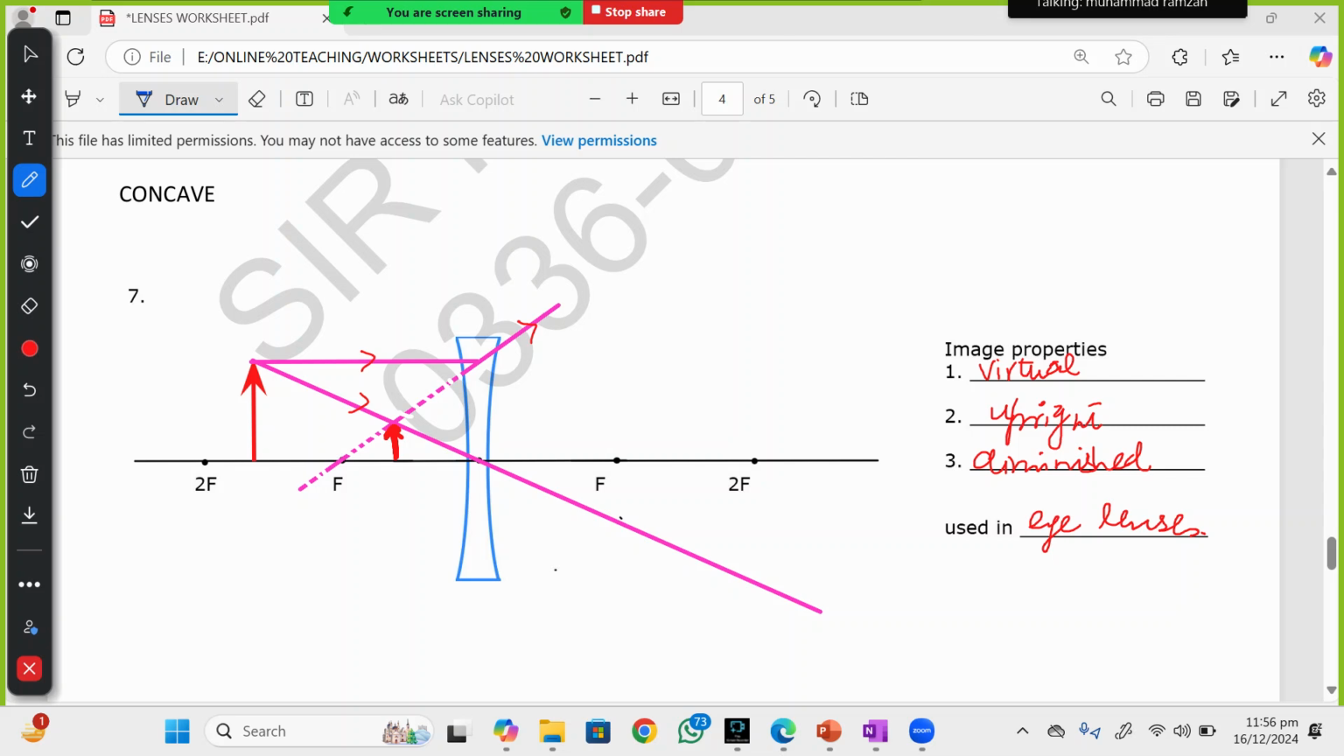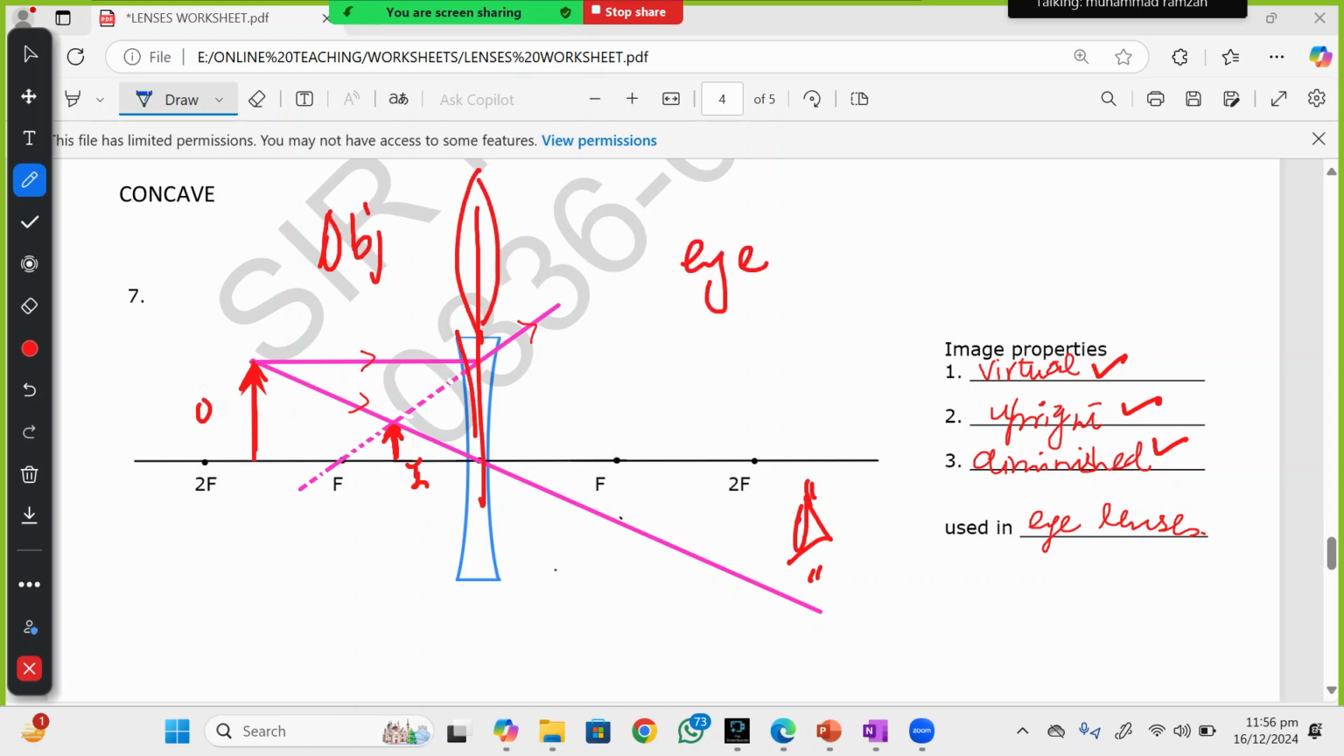So you can tell the image is virtual. Virtual is always upright. It is the diminished one, and this is easy to see. Whenever the examiner asks where you would put your eye in order to see this image, you are going to put your eye here. So in all these cases, wherever you have to see the image, you have to put your eye at the back of the lens. For example, if the object is on the left of the lens, then you have to put your eye on the other side of the lens. In both situations, you have to put your eye on the opposite side of the lens.